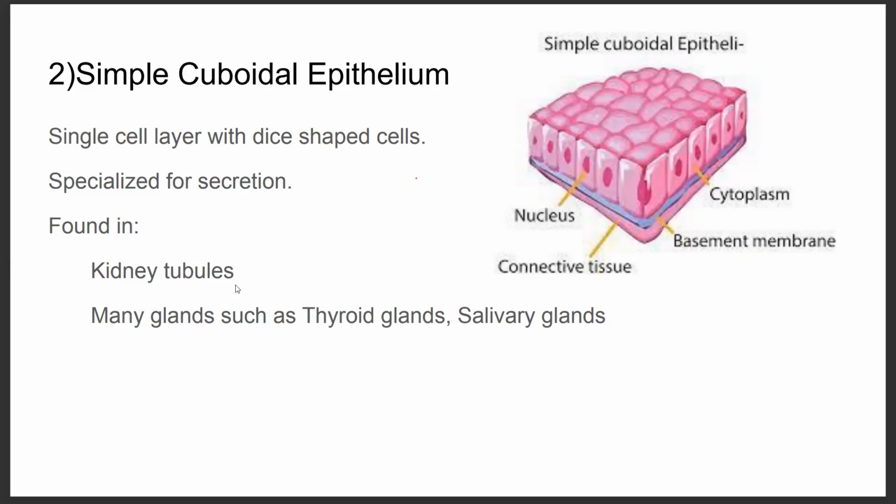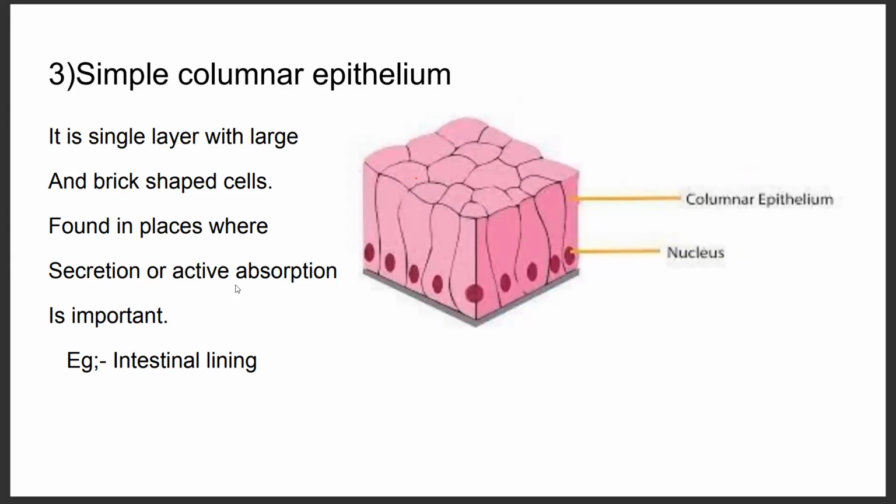We can find simple cuboidal epithelium. Single cell layer, dice-shaped cells. Function is secretion. The third group is simple columnar epithelium. Here the cells are tall and look like bricks. Okay? In the previous one, the cells looked like cubes. Now here it's a columnar shape. Here also there is a single cell layer and the cells are large and brick shaped.